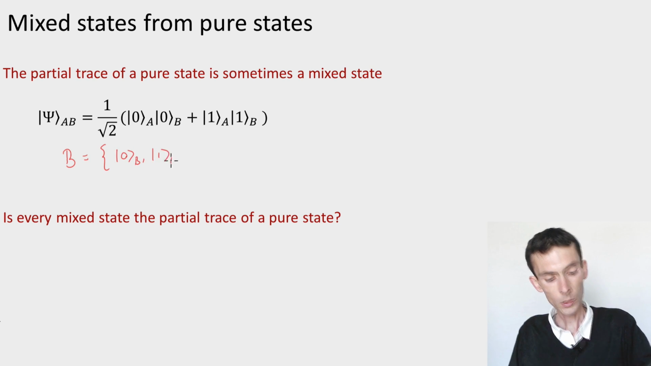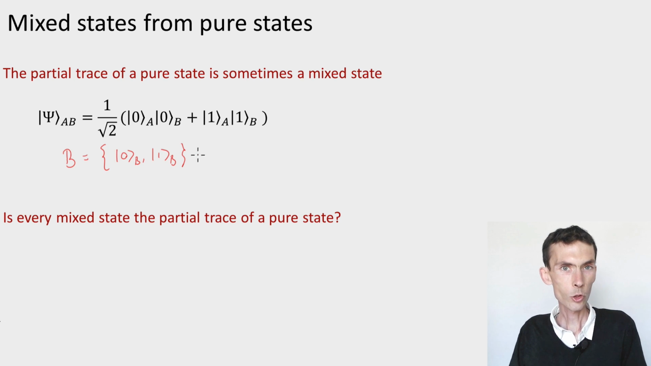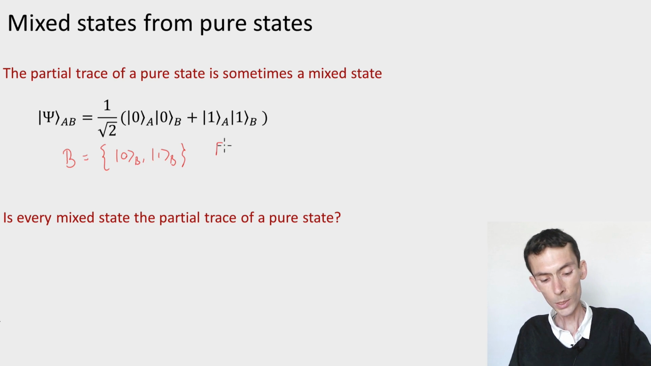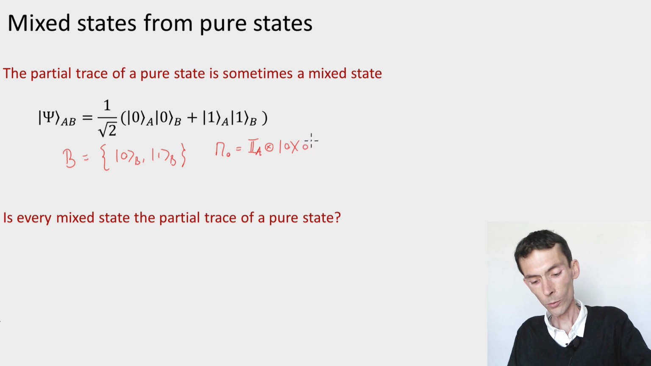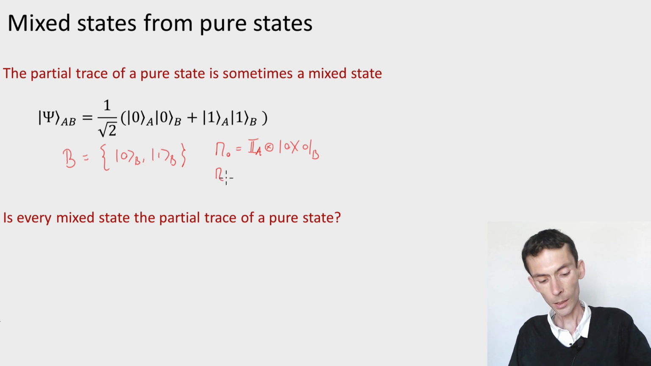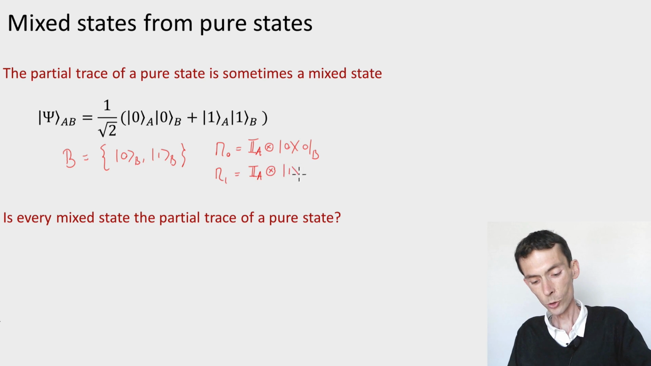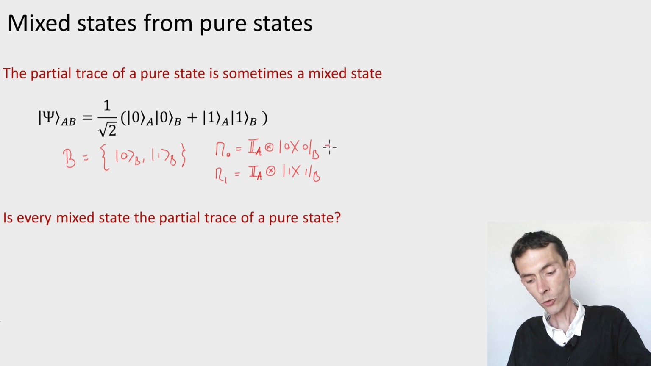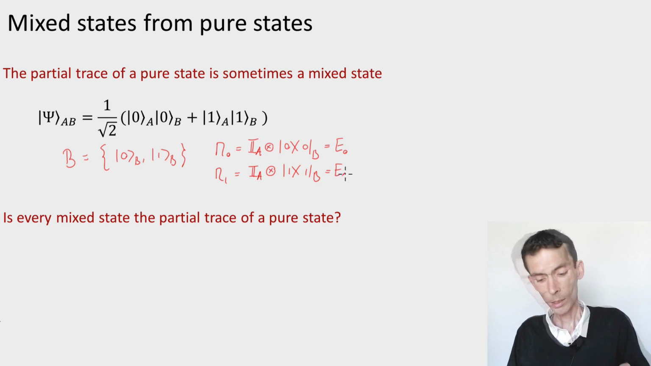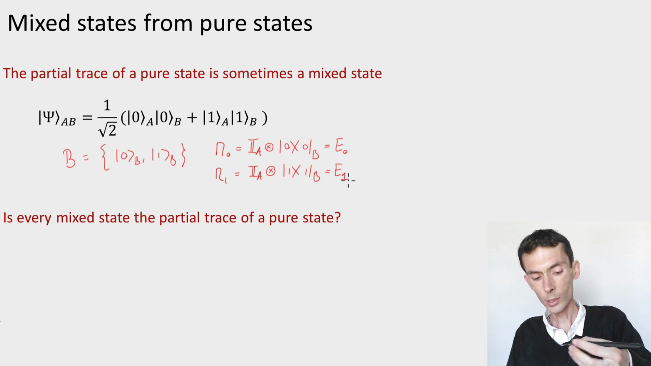So let's choose this. To this basis, we can associate POVM elements that represent a partial measurement of the B system in the basis B. So this would be M0, which is the identity on A, tensored with the rank 1 projection on 0 for B, and M1, which is the identity on A, tensored with the rank 1 projection on 1 for B. We can choose as Kraus operators the same as the M's because they're projectors. This lets us compute the reduced densities.